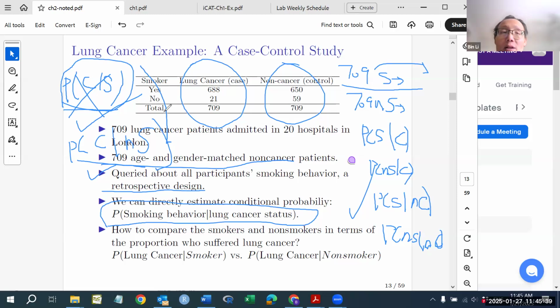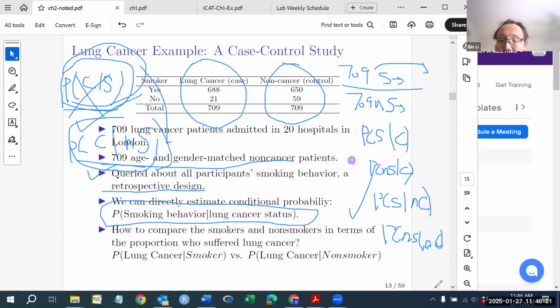Is that right? Because if this one is much higher than this one, then we can say, well, you see that the chance of getting lung cancer among the smokers is, let's say, 10 times higher than the chance of getting lung cancer among the non-smokers. So that's a very useful, very easily understood statement, right? So this is more useful. But somehow we cannot estimate that because of the design of the study.